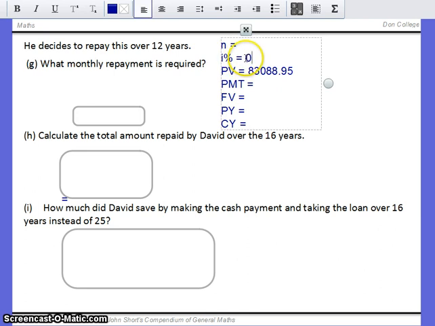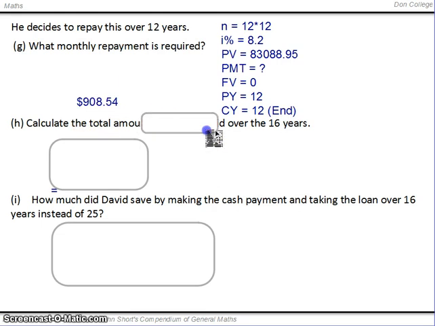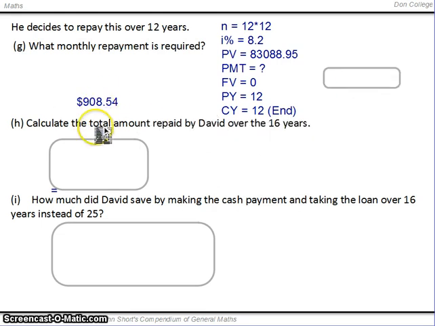The interest rate hasn't changed. That was 8.2%. He's going to pay it over 12 years, which means it's 12 times 12, 12 years of monthly payments. We're going to work out the payment; we don't know it yet. FV, we're paying the loan down to 0, and it's still 12, 12, and we should also note it's end because we're doing annuities in arrears. Now, if you do that on your calculator and hit payments, you'll get a value of $908.54. Calculate the total amount David repaid over the 16 years. So what we're saying here is he's done 4 years at the old repayment.